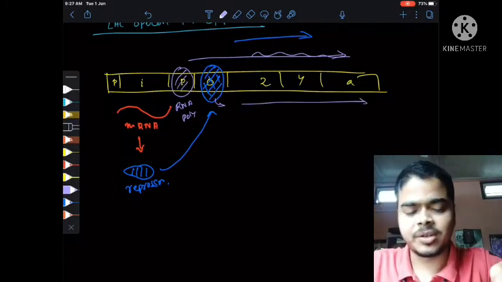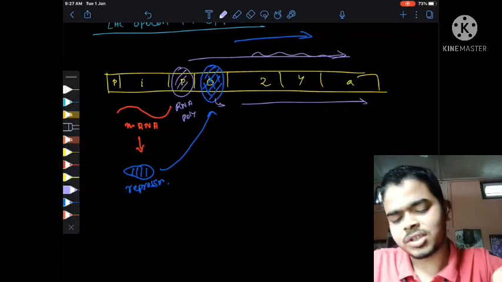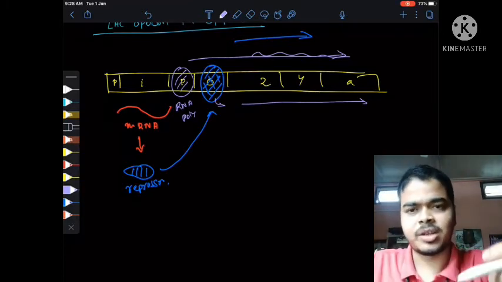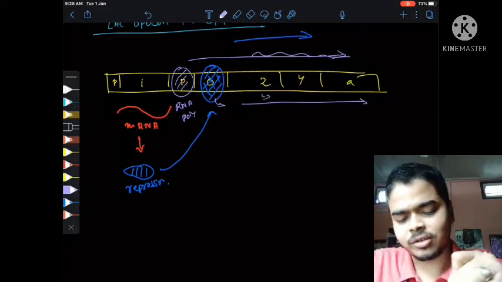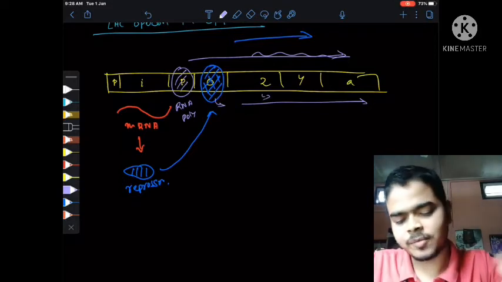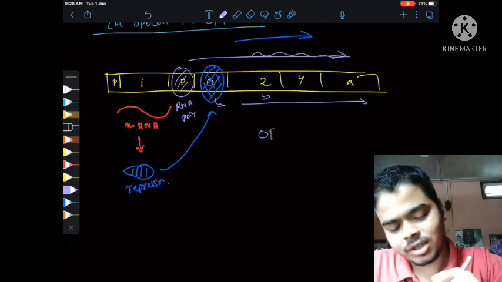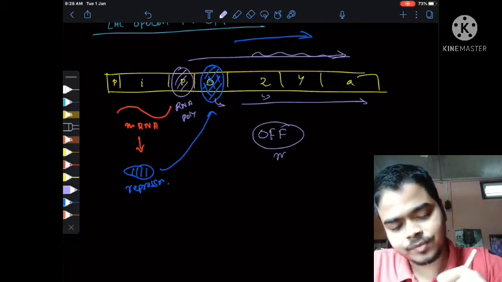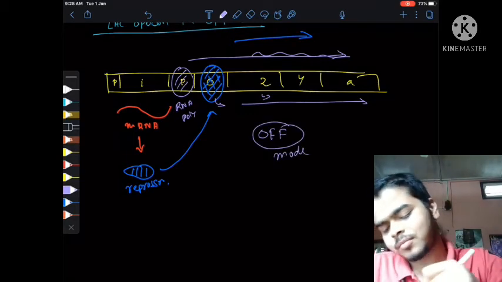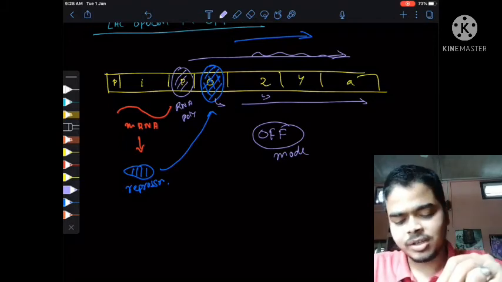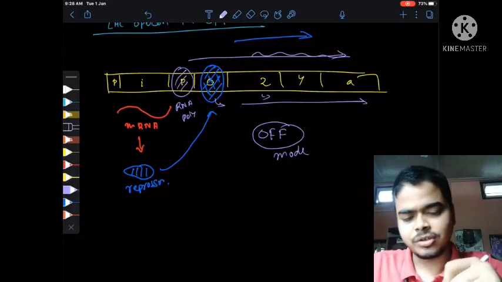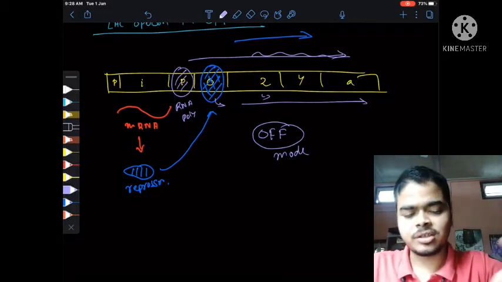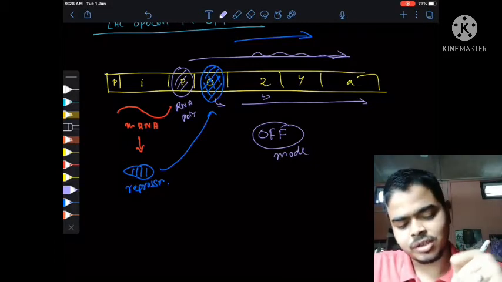That's why this part of the gene is not transcribed, and this part of the gene not being transcribed means the mRNA is not formed, and that's why it is not translated, and the enzymes, that means beta galactosidase, permease and transacetylase, are not formed. In this state we say that the operon is in off mode. Due to the repressor binding in the operator, the RNA polymerase can't move in the operon, so the enzymes are not transcribed and not translated, and we say it is off mode.